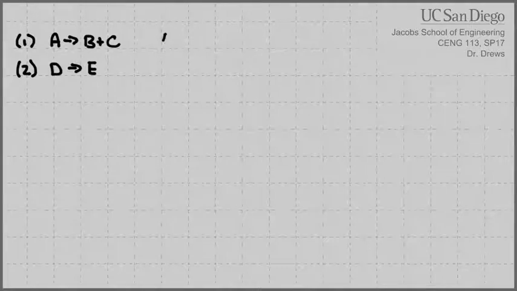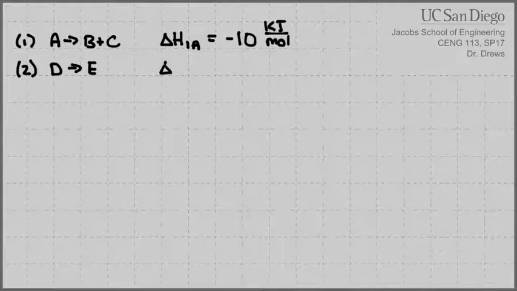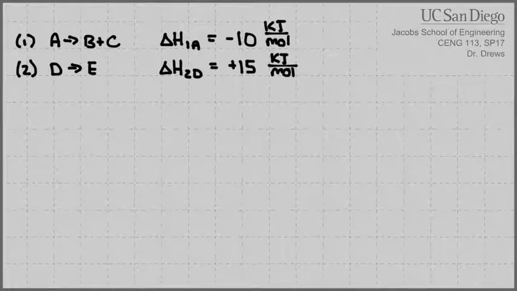The first one, delta H of reaction 1 based on species A, we'll say this one is exothermic, so minus 10 kilojoules per mole. And we'll set the enthalpy of reaction 2 with respect to species D as, I don't know, plus 15 kilojoules per mole. So that's an endothermic reaction.